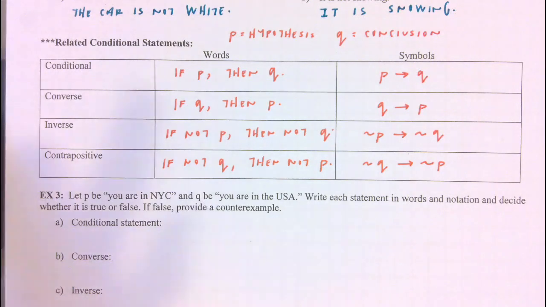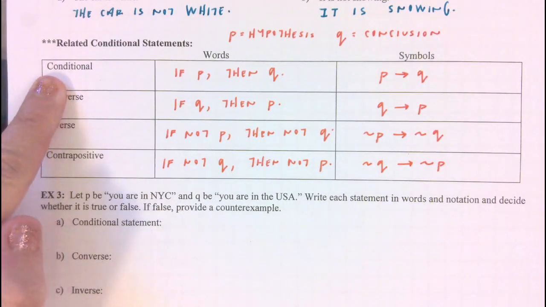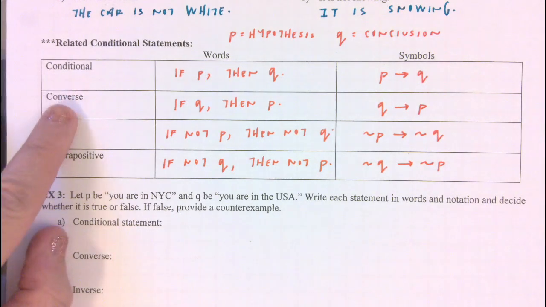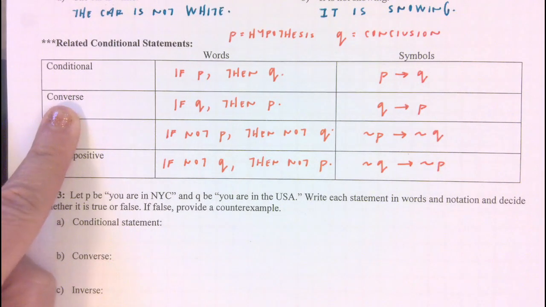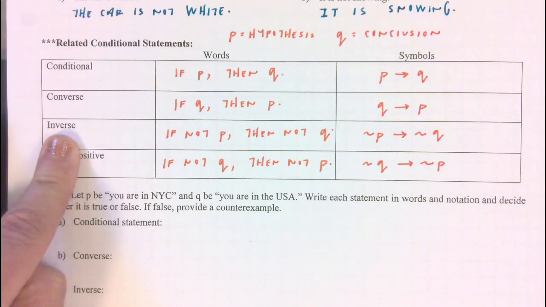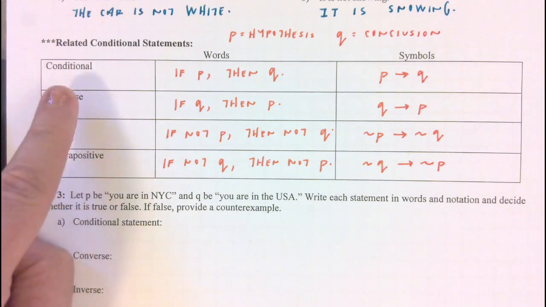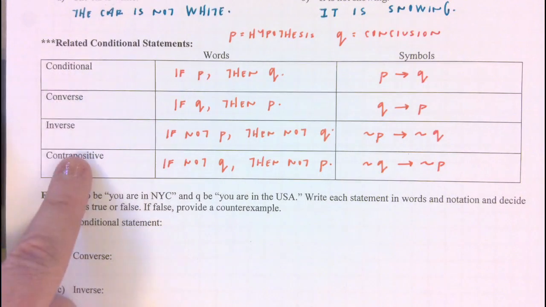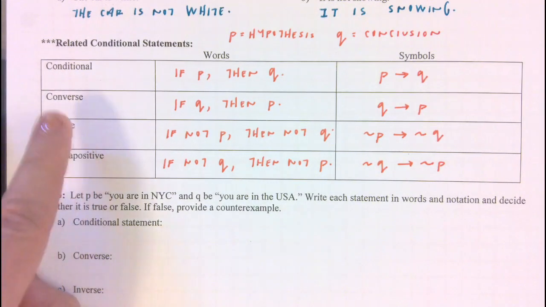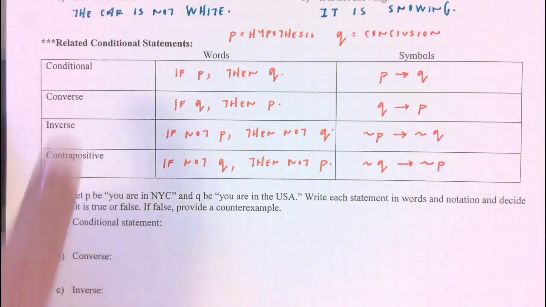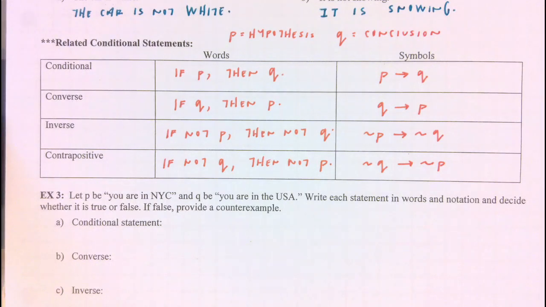All right, one more time. The conditional is our original if-then statement. P implies Q. The converse, we swap the hypothesis and the conclusion. We swap the P and the Q. We go in the opposite direction, Q to P. The inverse, we negate the original conditional. And for the contrapositive, we negate the converse right here. Let's do it with an example right here.